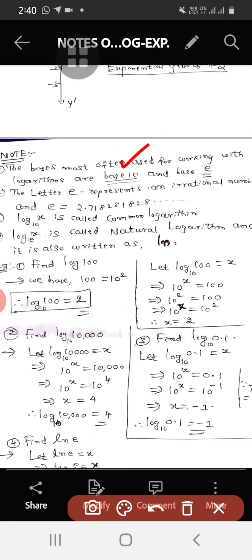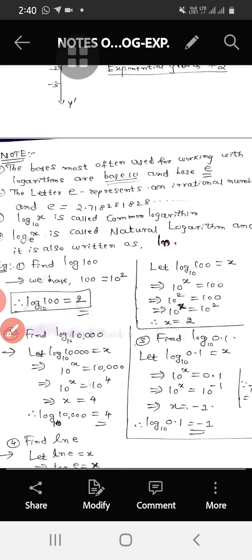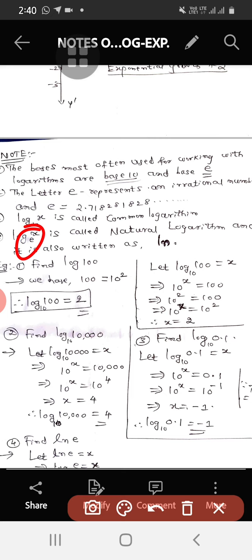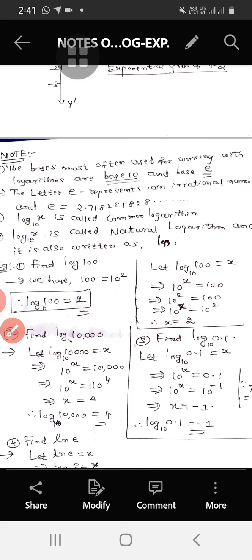Two particular cases of logarithm are when I take base 10 or base e. The letter e is an irrational number, its value is 2.718281, and it goes on unlimited. So log x base 10 is called common logarithm and log x base e is called natural logarithm. For that I have taken some examples.